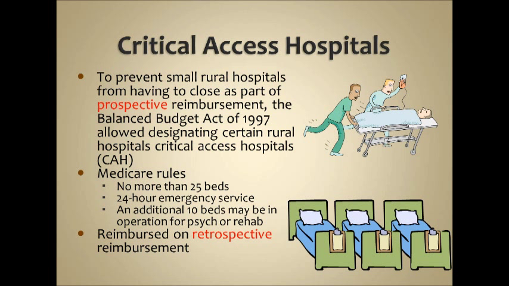Again, the government stuff happening here, which is the Balanced Budget Act of 1997, which allowed designating certain rural areas critical access hospitals, but you can't just go to town with it. They cannot have more than 25 beds, must have 24-hour emergency service, and an additional 10 beds may be in operation for psych or rehab. So it's kind of like emergency room light complete with psych or rehab, right? And again, this is reimbursed on retrospective reimbursement because they simply wouldn't stay alive otherwise.